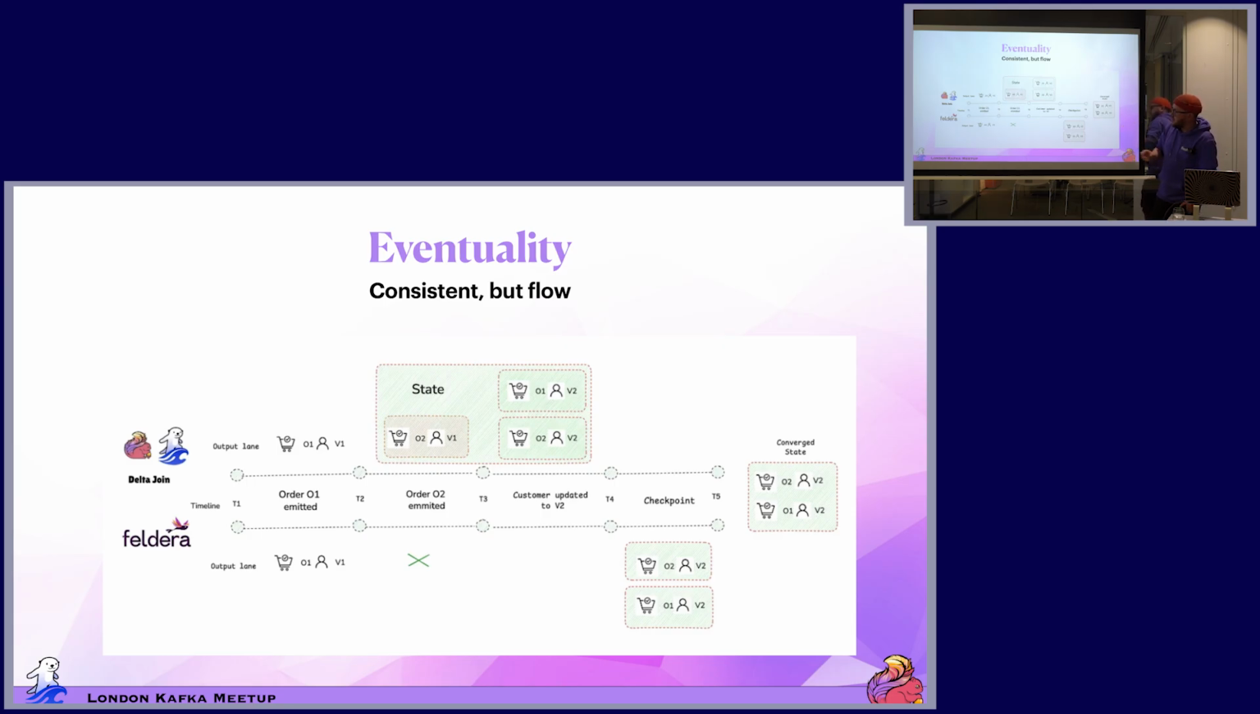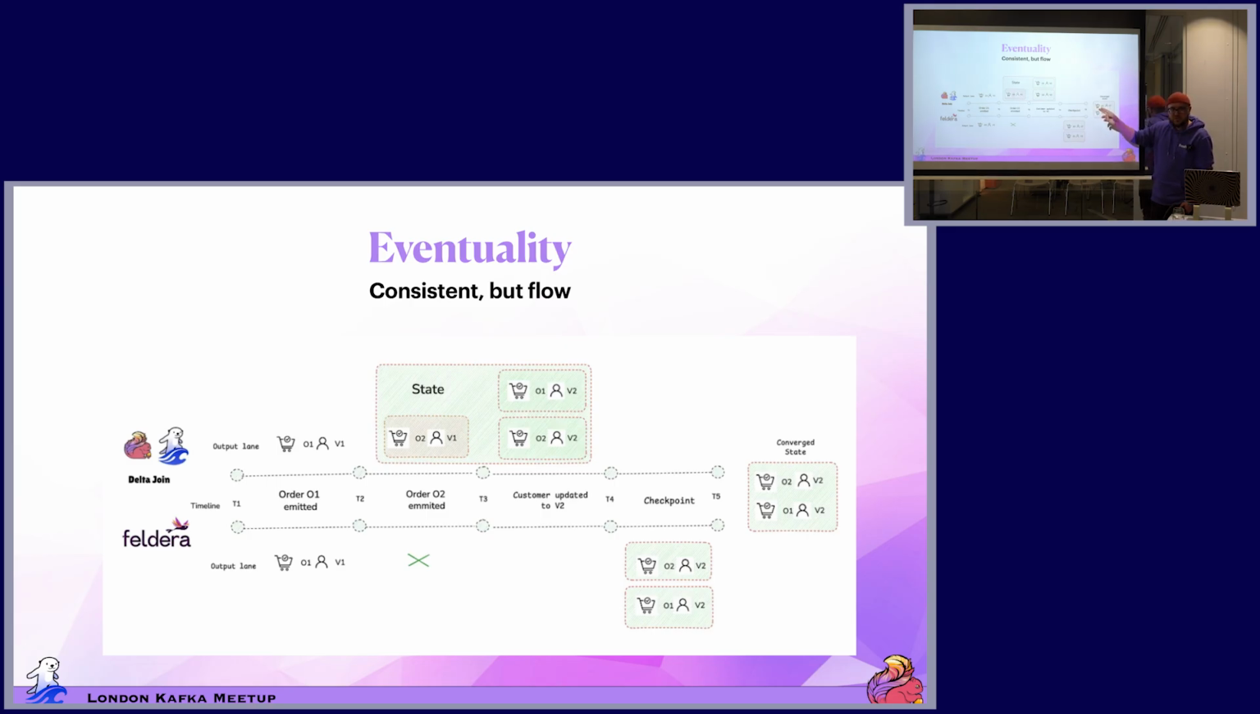So basically with Feldera, as you see, I have an order emitted, and then I have the initial record, order 1 and customer version 1. So order emitted, then timestamp 2 is passed. Order 2 is emitted. What it means is that in Flink and Fluss state, you actually have 2 versions of this data. Is it a problem?